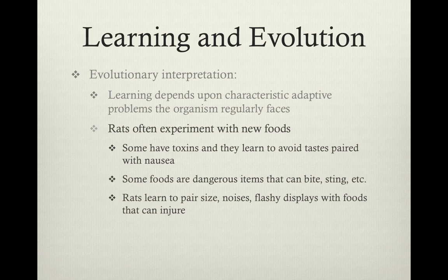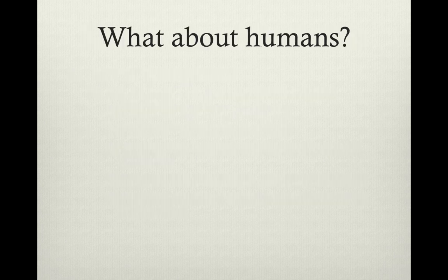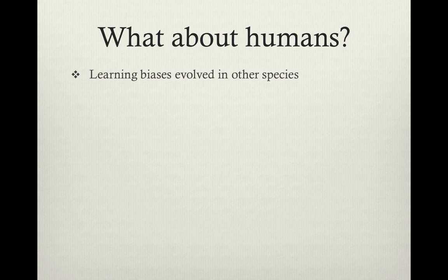Some of these resources have toxins, and therefore they have learned to avoid the taste of the food that's paired with delayed onset nausea. Some of these foods are dangerous. They can bite, they can sting, etc. And so they've learned to pair the size, the noise, the flashy displays with foods that give an immediate injury. So when the cue and the reinforcer mimic the kinds of situations that rats may have found throughout their evolutionary history, rats will learn to avoid those particular foods. Well, if rats can do it, can humans do it? We see certainly that learning biases have evolved in other species.